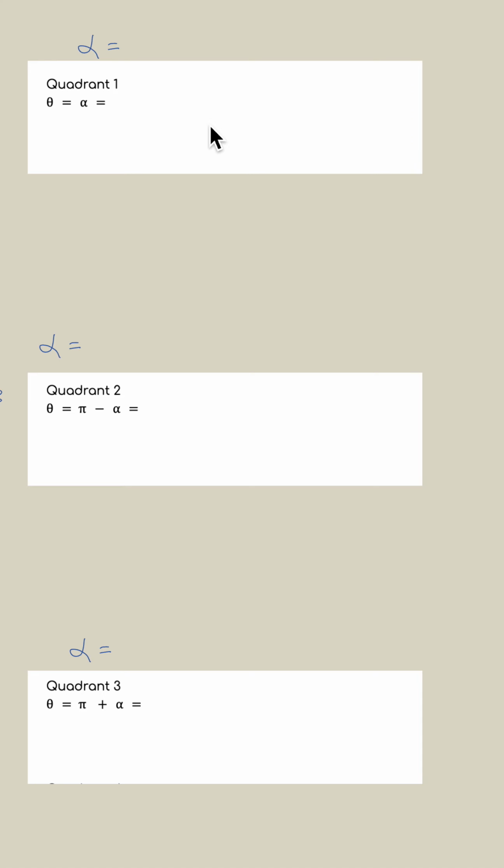Yeah. Now let's start with quadrant 1. Theta is equals to alpha, and alpha is 1.01. Okay. After that, what must we do?